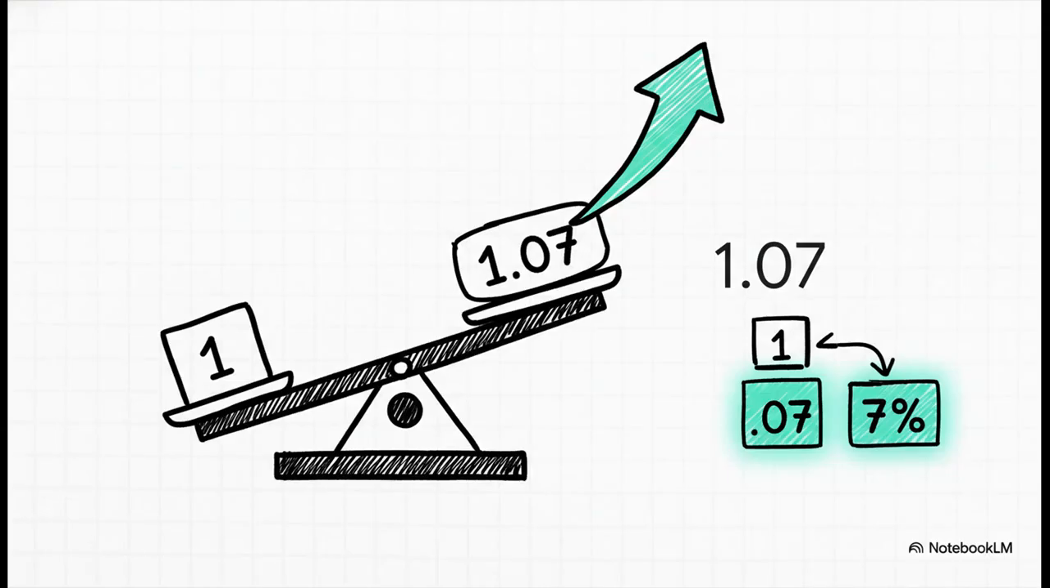So the really crucial thing to look at here is how this number compares to the number 1. Since 1.07 is bigger than 1, we know for sure the population is growing. But by how much? Well, we just look at how much bigger than 1 it is. That 0.07 part tells us the town is growing at a rate of 7% every single year. And just like that, we've cracked the code.